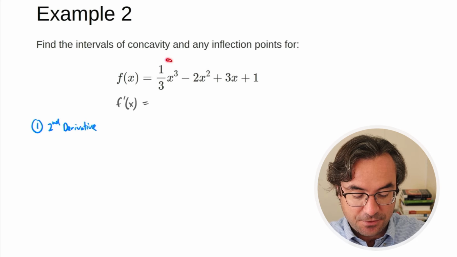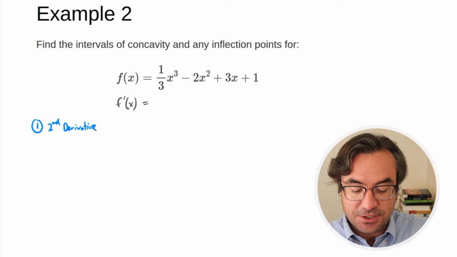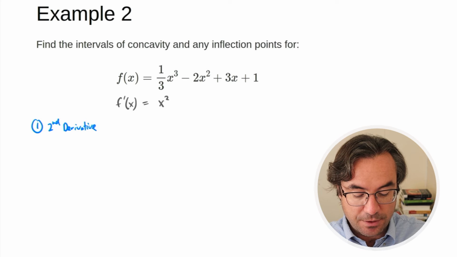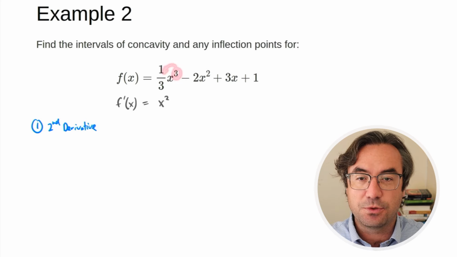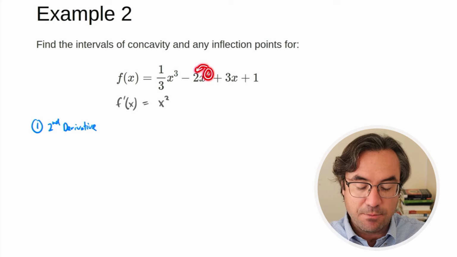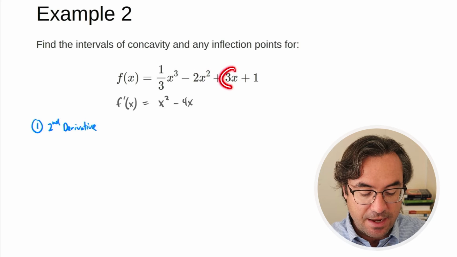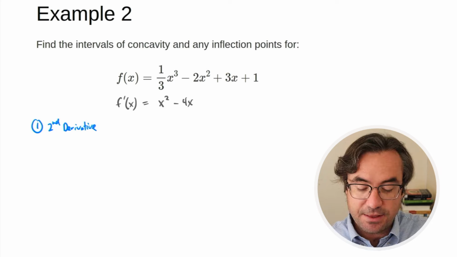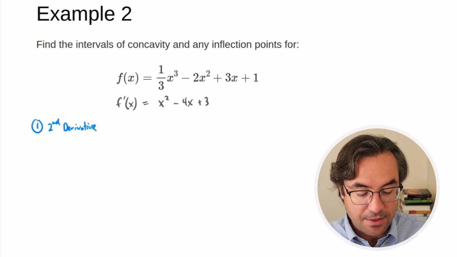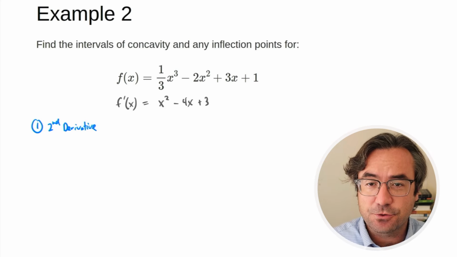All right, so let's differentiate that first term. So the derivative would be x squared. We bring the 3 down, and it would cancel with the 1/3, so we just have x squared. Then over here, we bring the 2 down, multiply it with the negative 2, so we get minus 4x. And then finally here, differentiate that, we get plus 3. And then the derivative of 1 would be 0. Okay, so that's our first derivative.